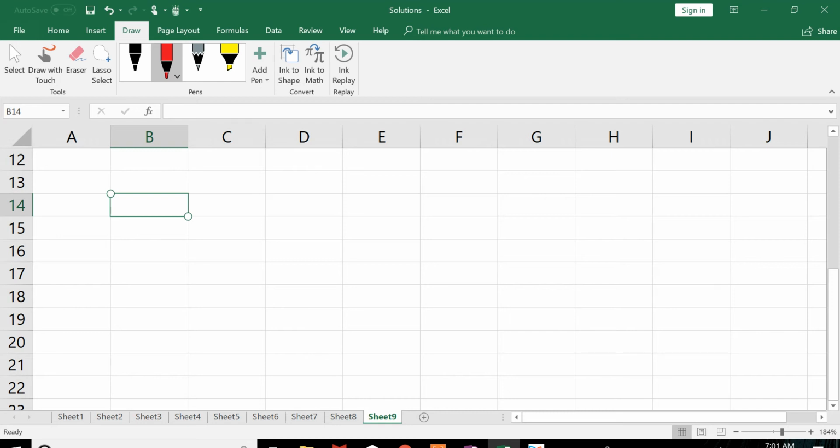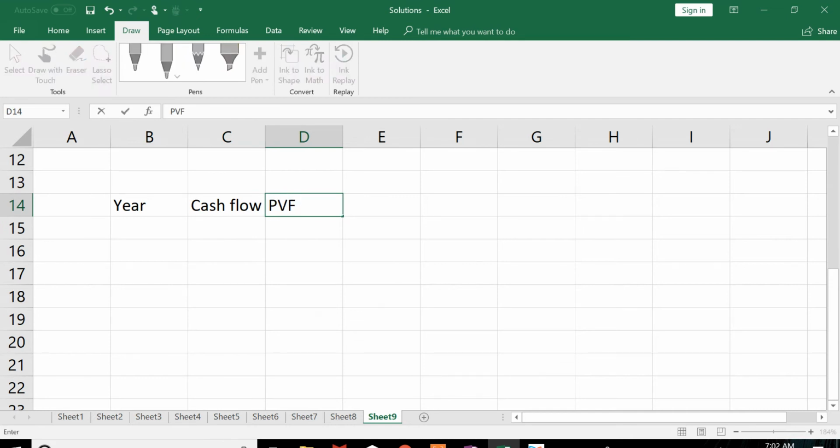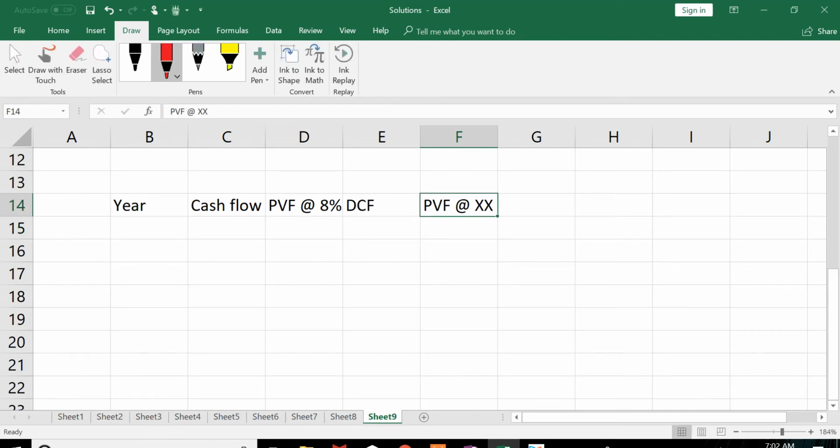Now, I am going to start my calculation with 8%. Listen for some time. Here, cash flow, PVF at 8%, DCF. I know the final answer, but what you need to do in an exam scenario is that later on I will do PVF at some other percentage, XX, DCF. If I get one positive, one negative, my problem is over. If I don't get, then again I will have to repeat this.